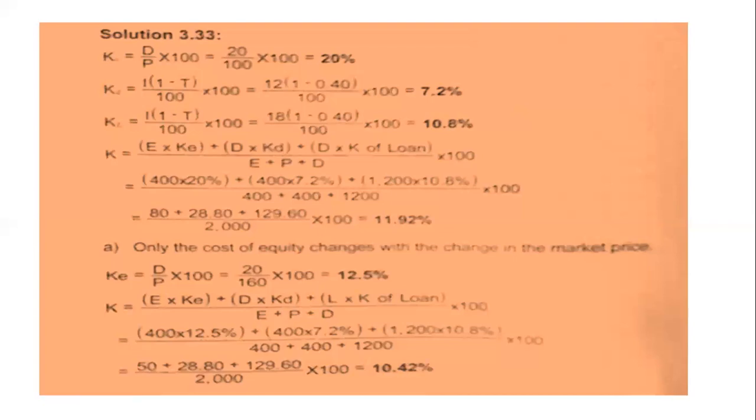Okay, now let us begin with A, that is determine weighted average cost of capital of the company if it had been paying dividend at a consistent rate of 20% per annum. Fine. For A, we can easily calculate the answer.